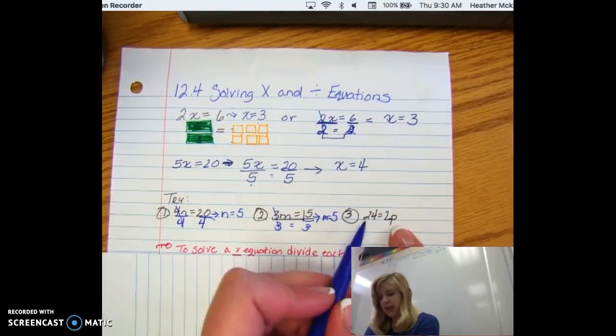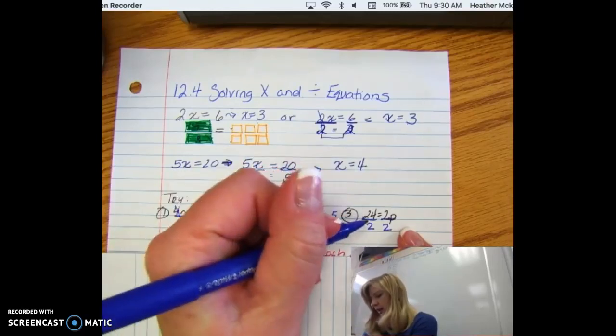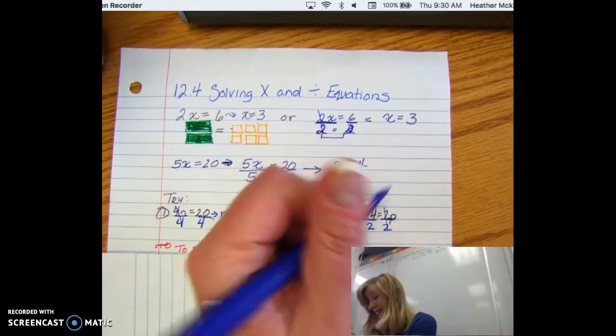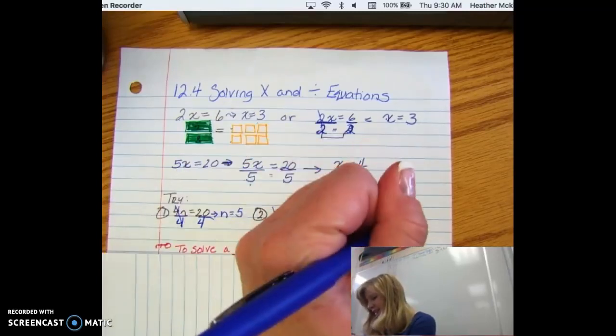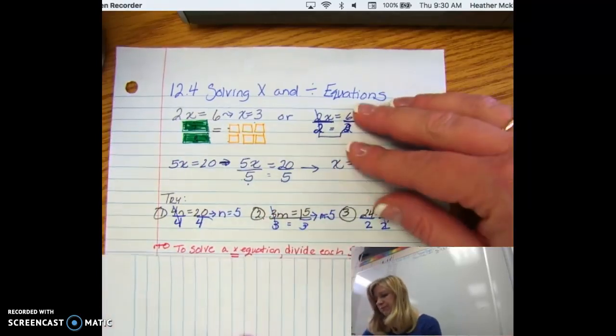Here, it doesn't matter what side of the equal sign the variable is on, so we're going to divide both sides by 2. So this is going to cancel out. 24 divided by 2 is 12. I said the answer. So 12 equals p, or you could do p equals 12.